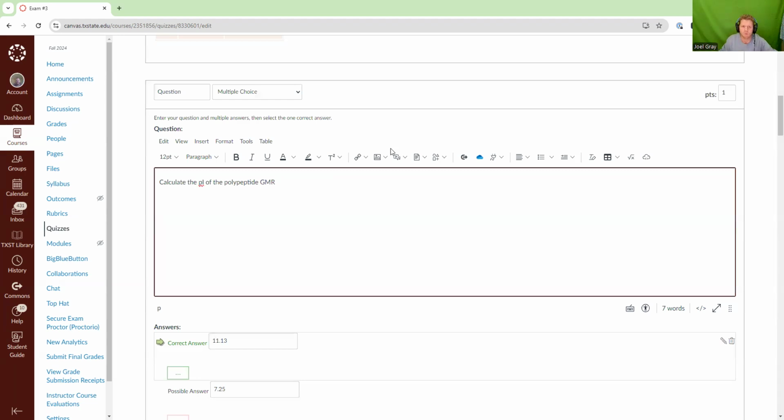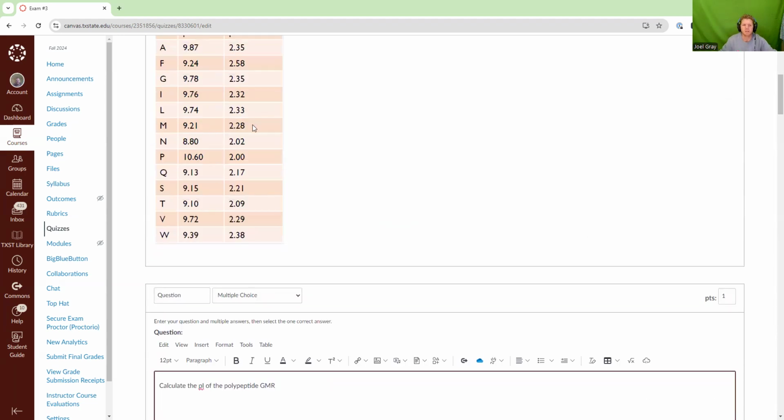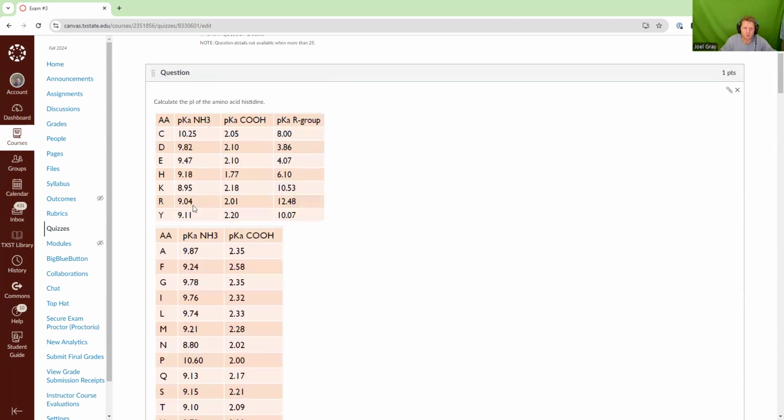Methionine. If I scroll up here, I see that methionine is right here with two pKa values. So I actually don't need to worry about the R group for that because it's not ionizable. Same thing goes for glycine. So that leaves me with arginine. Arginine has three ionizable groups. The only two that I care about are my R group and my C terminus.